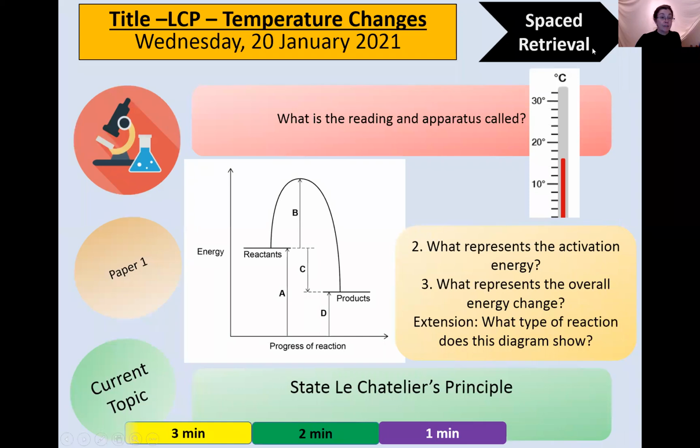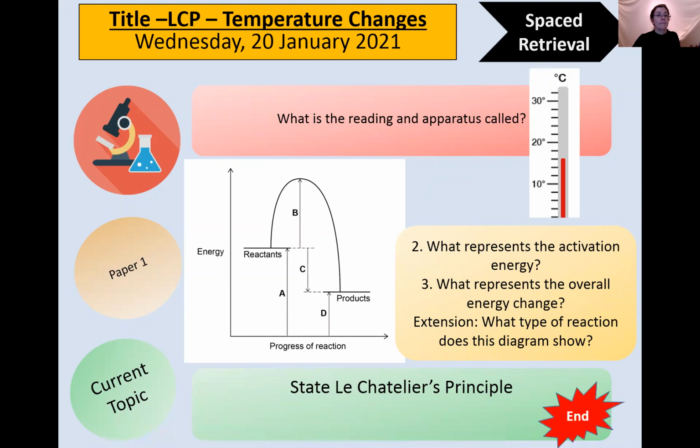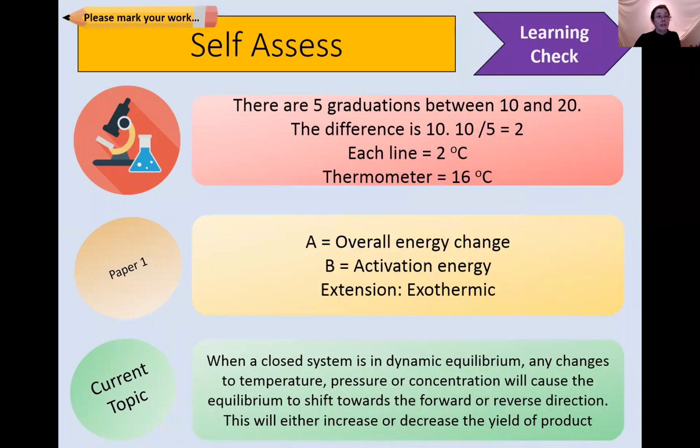So here's your spaced retrieval. Spend about 3 minutes on it. So pause now, complete the spaced retrieval, and then restart the video when you need to go on to check your answers. So self-assessing, here are the answers to those questions. Again, pause the video whilst you self-assess and use a green pen to make sure you can see where your corrections are, and then move on.